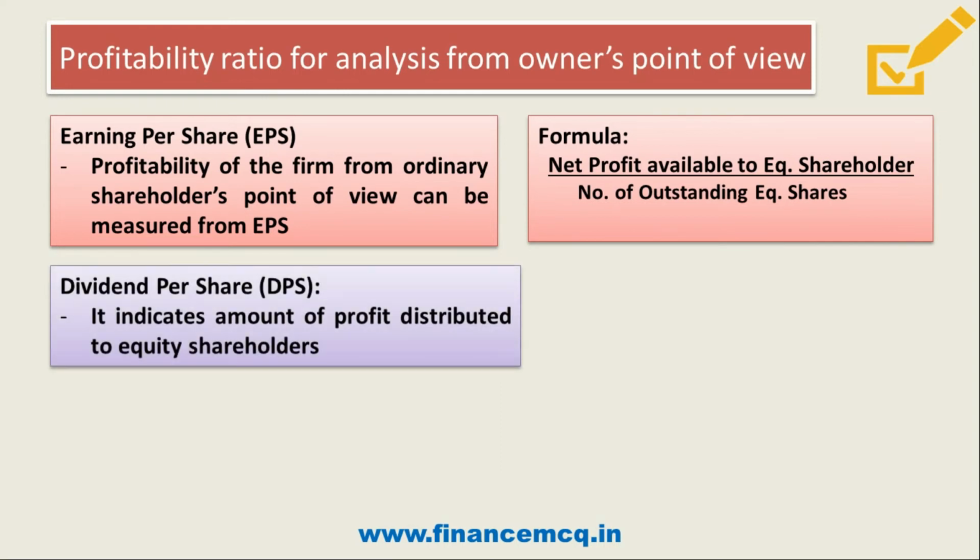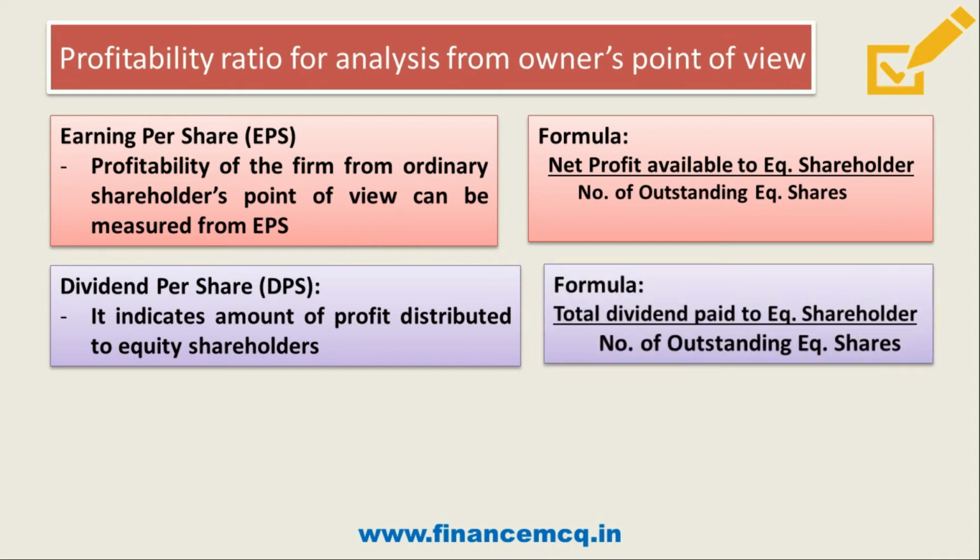So I hope it is clear. The second one is dividend per share. Friends, it indicates the amount of profit distributed to equity shareholders. From the net profit available to equity shareholders, how much amount is distributed to these equity shareholders as a dividend. This ratio helps to identify this dividend per share. And how is it calculated? It is calculated as total dividend paid to equity shareholders upon number of outstanding shares. So I hope this dividend per share is also clear.